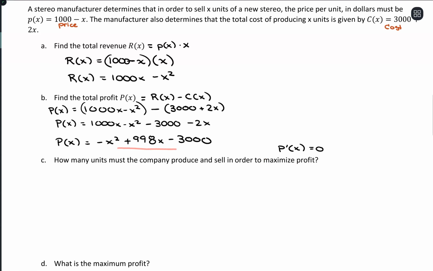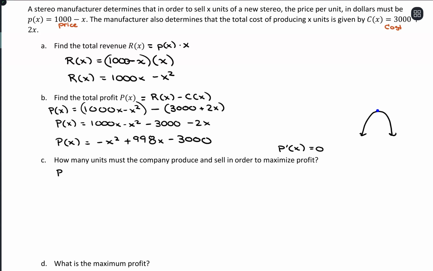So our profit function, this negative x squared plus everything else, from the x squared I can tell it's a parabola. And then with the negative out front, that tells me it's a parabola opening downward, which that shape right there creates a maximum point. So we end up having this peak in our graph, and that's what we're going to be finding.